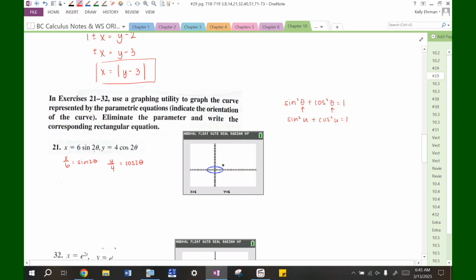All right, and then like I said, sine squared theta plus cosine squared theta is equal to 1. Sine squared would be x squared over 36 plus cosine squared would be y squared over 16. And that's equal to 1. Again, it's probably been a couple of years since you did conic sections, but this is an equation for an ellipse rather than a circle, because if you get rid of these denominators, you wouldn't have just x squared plus y squared equals a radius squared. These are different denominators.